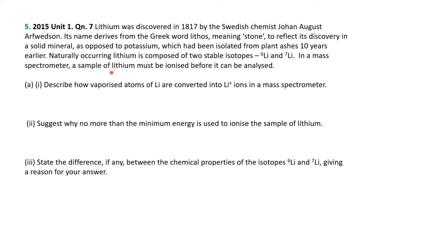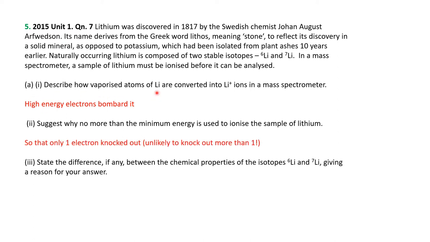In a mass spec, a sample of lithium must be ionized before it can be analyzed. How do we take vaporized atoms of lithium, which you get by heating lithium up, to lithium ions? Generally, bombard it with high energy electrons. There are different methods, but that's the most common one. You don't want to put too much energy in, because you don't want to knock out lots of electrons. You only want one electron knocked out. It's unlikely you knock out more than one, but that's what this question is getting to.